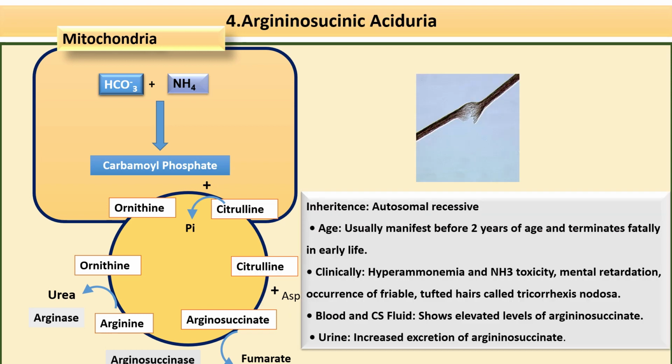Then the next condition is argininosuccinic aciduria. Again, it is autosomal recessive. It usually manifests before 2 years of age and terminates fatally in early life. Death occurs in early life. And here there is again hyperammonemia, ammonia toxicity, mental retardation, and occurrence of friable tuft hairs called trichorrhexis nodosa. The hairs easily break, they are tuft hairs, and it is called trichorrhexis nodosa. It is a classical feature of argininosuccinic aciduria, and in urine, as the name itself indicates, there is increased excretion of argininosuccinate.